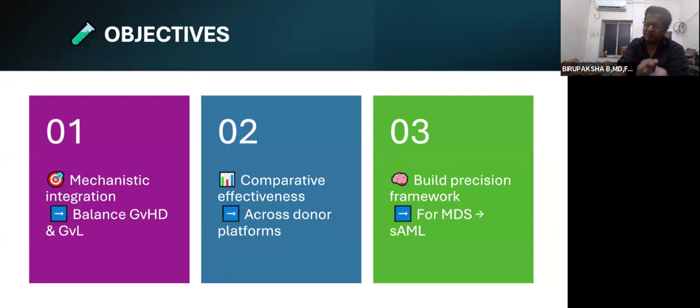Third one is, come on, it's for MDS to AML. I can also bring in solid tumors out here. So that's not a problem. That's not an issue actually.